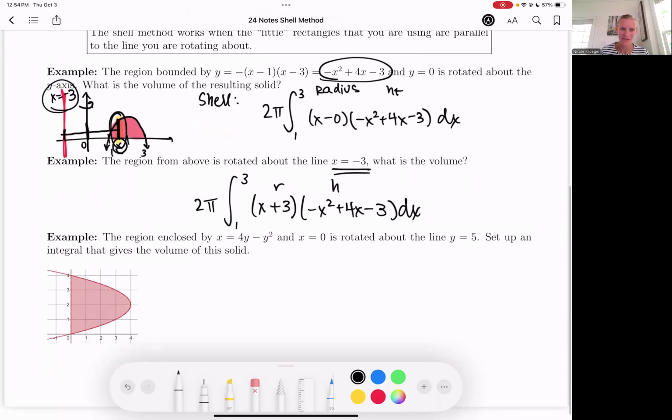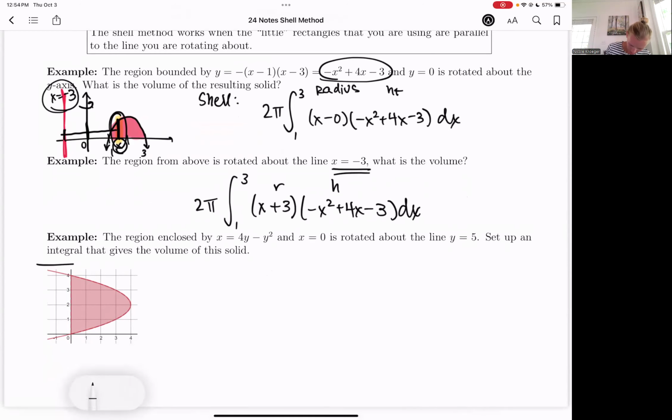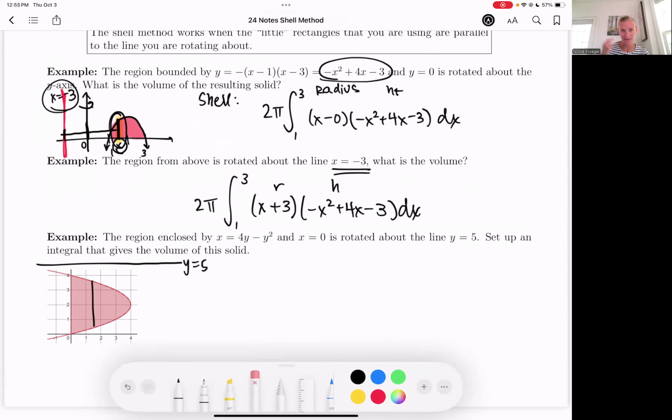Okay, and one last example here. So we've got the function drawn here. This is being rotated about the line y equals 5, which lives up here. And so if I look at this region, again, this region cannot nicely be done in terms of x because there's not a clear top and bottom function. So this region itself needs to be done in terms of y. Again, the line I'm rotating about is parallel to my little line segments, so I am going to have to use the shell method here.